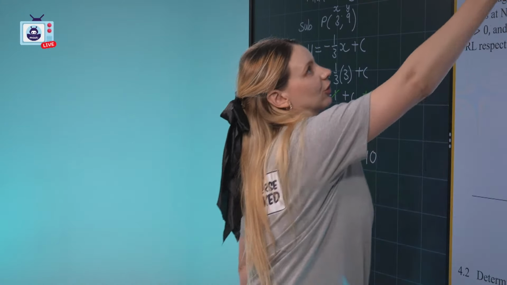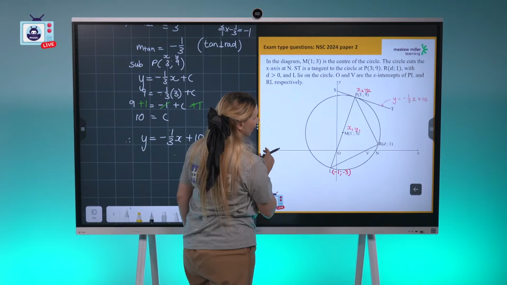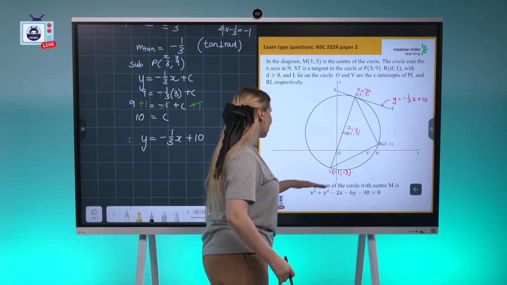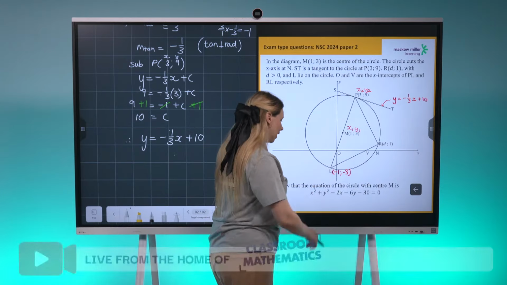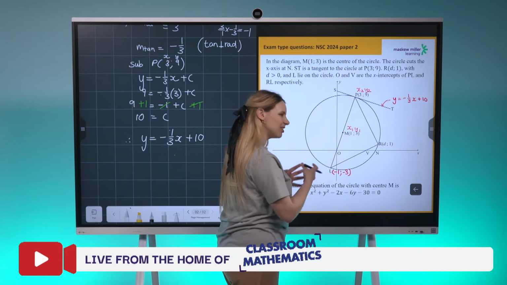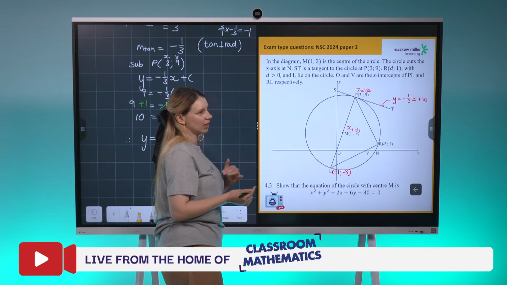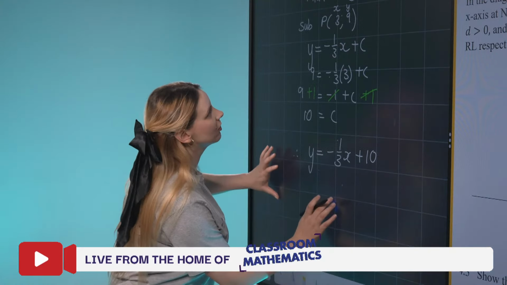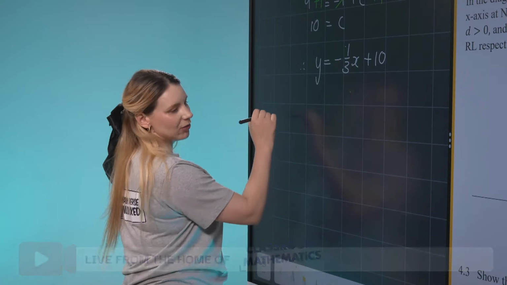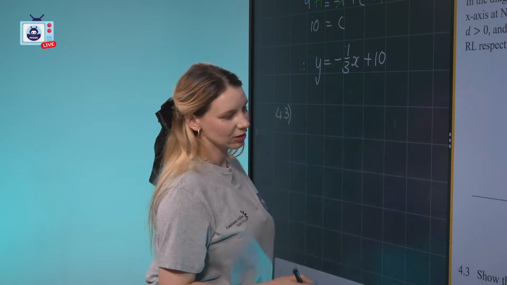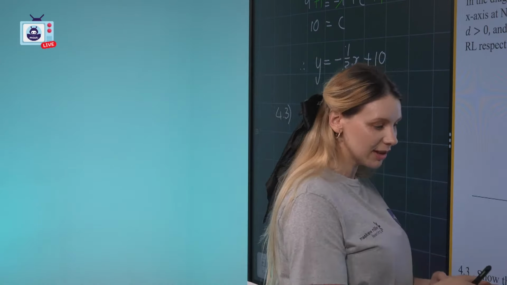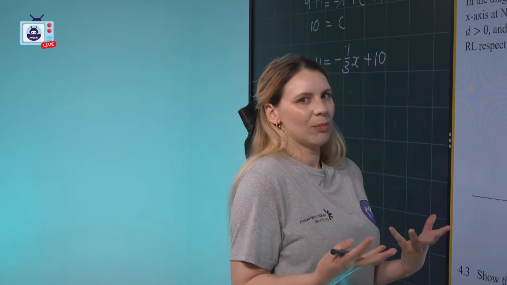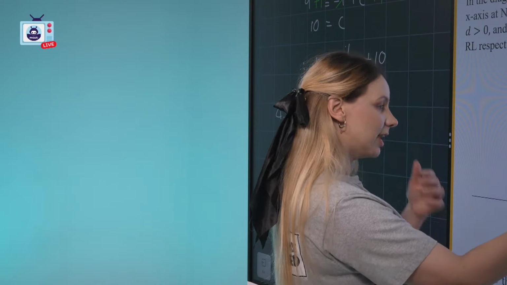Let's look at the next question. So we have the equation of our tangent line, and our next question is, show that the equation of the circle with center M is, and they're giving it to us not in standard form, not x minus a all squared plus y minus b all squared equals r squared. They've given it in a different way. However, we know the center of the circle. So they're asking us to show that it is equal to this. So what do we know about the equation of the circle? We know that the center is 1 and 3.